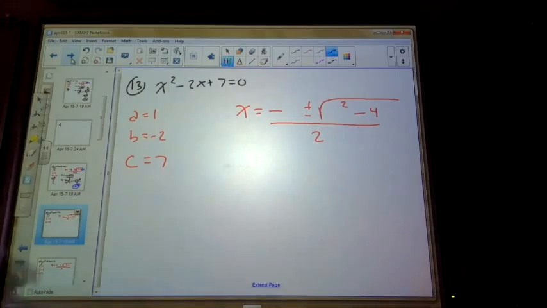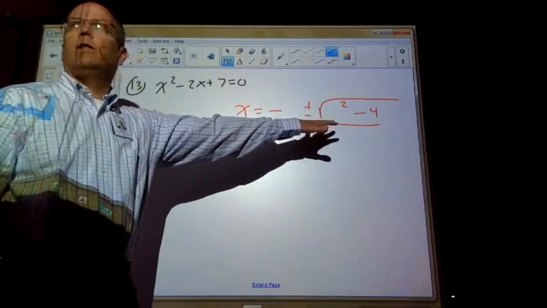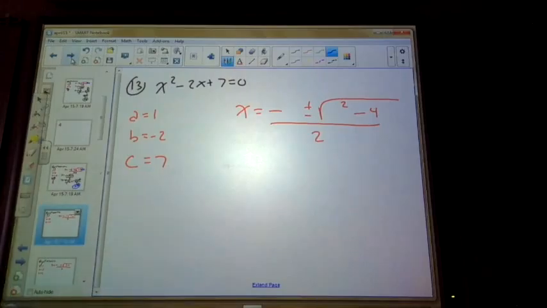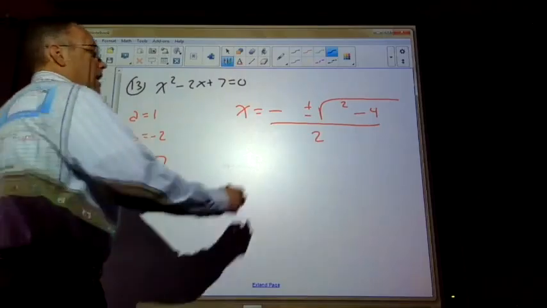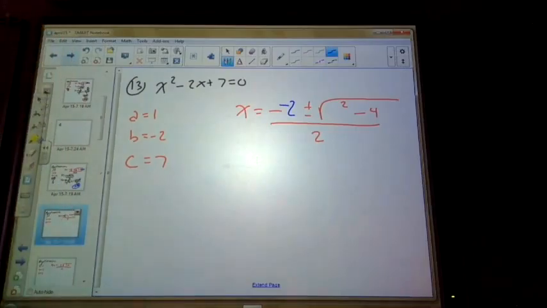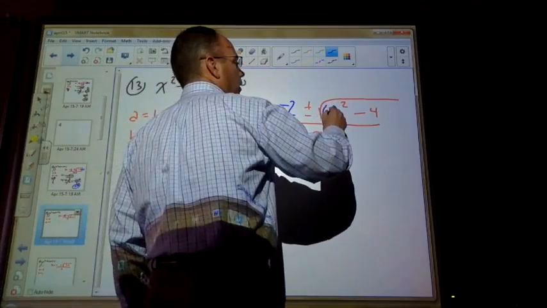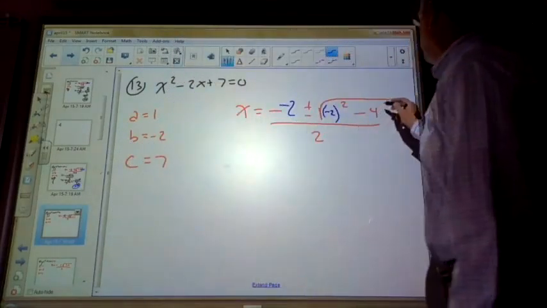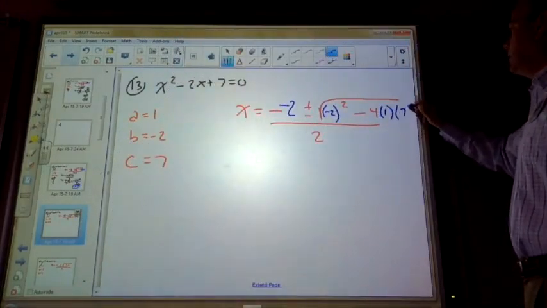So we're going to plug our values in. And this is the skeleton of the quadratic formula. So I get x equals negative b. B happens to be negative 2. So what's going to happen to that? It's going to become positive. And then I get negative 2 squared. So I need to make sure I understand how to square that. Minus 4 times a times c all over 2a.